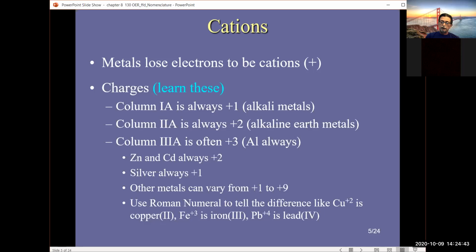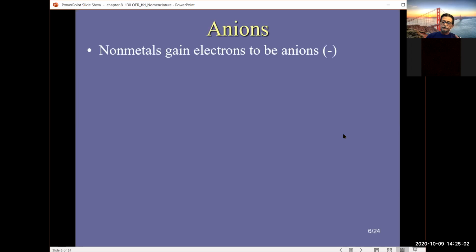So we have copper 1, copper 2. Iron exists in two ions: there's an iron 3 and an iron 2. Lead could be a +4, and a variety of different ions. So we use Roman numerals to tell us the oxidation state of the non-16.